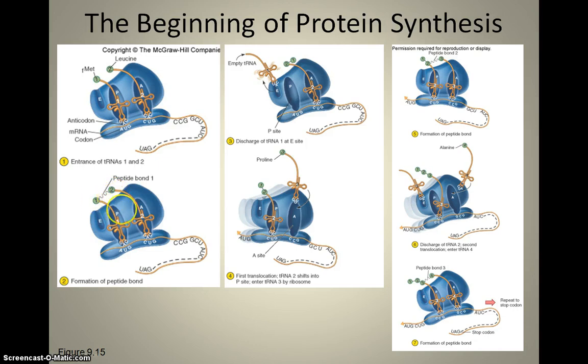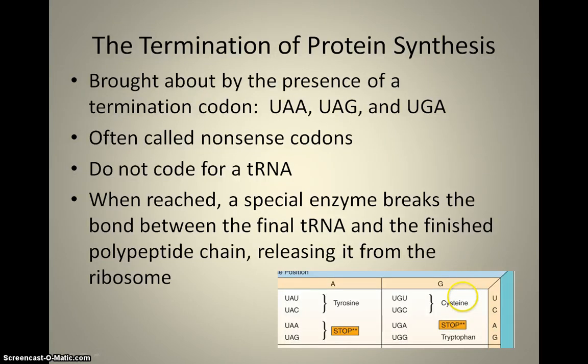Once that bond is formed, then the tRNA will shift over and one will leave and the next will hold on to the sequence and wait for the next tRNA to come in and read the next triplet. And then it will build a peptide bond between the second and the third amino acid, and then it will shift over and the process will continue until we get to a stop codon. So this is where translation is actually terminated.